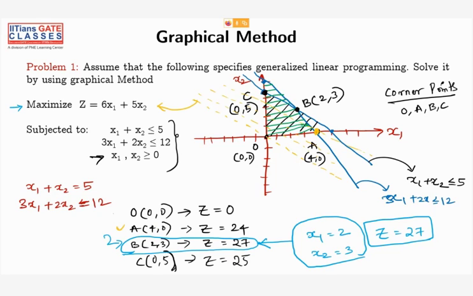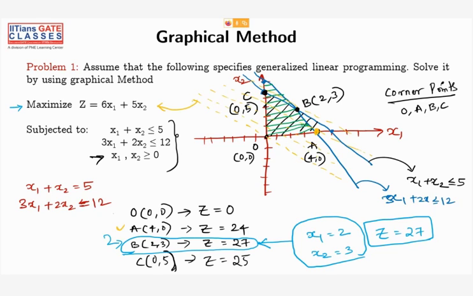That is your A. And as you move forward, it will meet at B also, and it will meet at C also. As you keep on moving towards the shaded area region, you will meet the corner points. So wherever your objective function line is farthest away from the origin, that farthest point will be your maximum value. That is what this slope means.